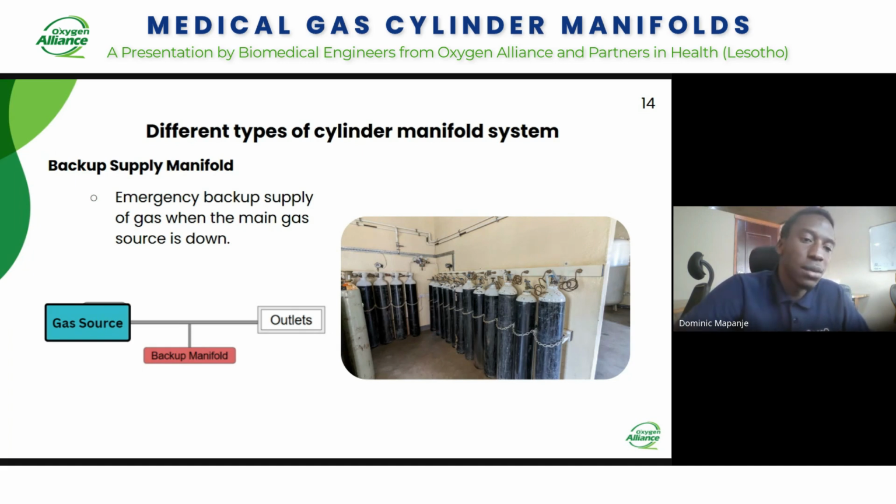As you can see in the block diagram, we have a gas source, a backup manifold, and outlets. So how it works: the gas source is down, whether for maintenance or some fault or electrical fault that has rendered your gas down. The backup manifold is going to take over from the main gas source, and then it will be supplying to the outlets.